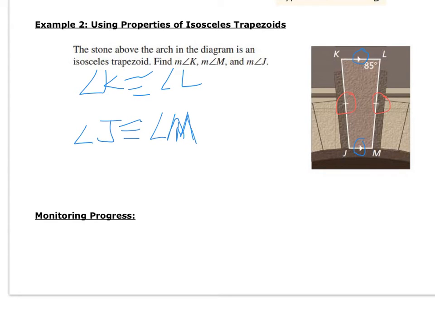They give you one angle measure, and they want you to find the rest of them. Well, you can find one angle pretty easily. Right here they tell you that angle L is 85 degrees. Well, K is angle L's base angle partner, so that means angle K also equals 85 degrees.